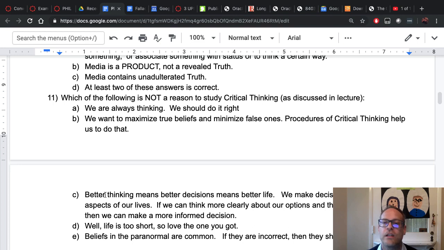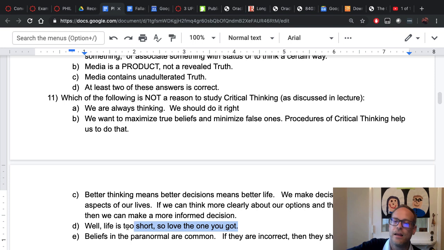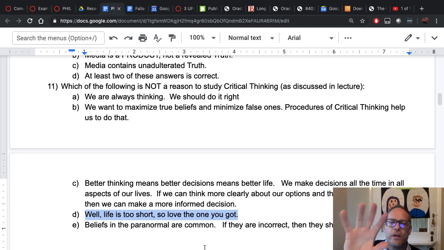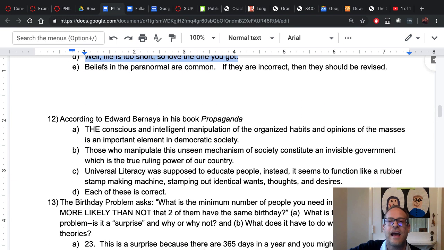If we can think more clearly about our options and their consequences, then we can make a more informed decision. D, well, life is too short, so love the one you've got. E, beliefs in the paranormal are common. If they are incorrect, then they should be revised. So our answer here is going to be D, the Sublime lyric. Well, life is too short, so love the one you got. From Long Beach. A quick note, remember I'll change some of these so that they're not exactly the same.